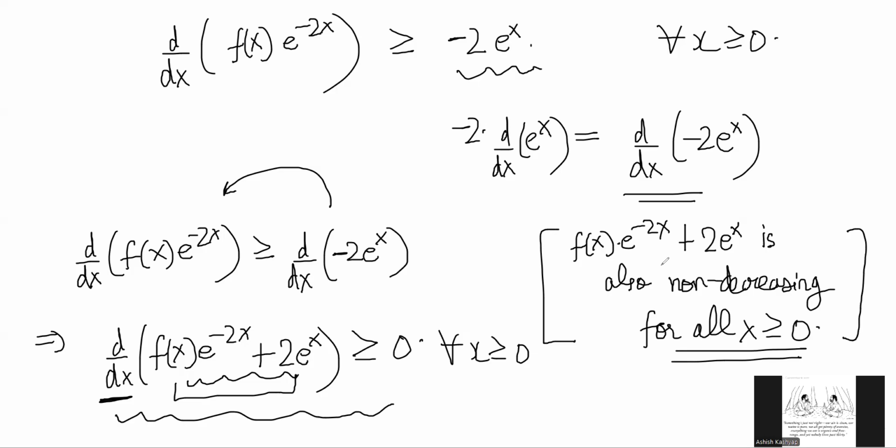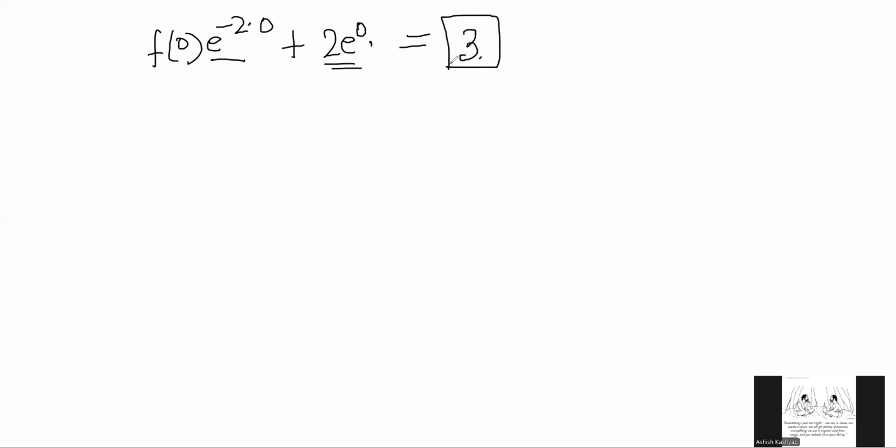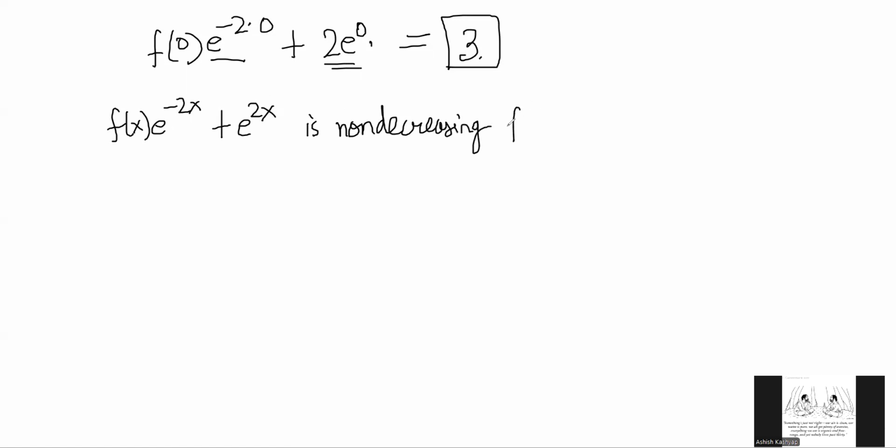So if it is non-decreasing, then let's put the value at 0 and see what is the lower value of it. f of 0 e power minus 2 into 0 plus 2 into e power 0. So this is becoming f of 0 was 1. So this is also 1, this is 2. So the whole thing is equal to 3, right? This is the value of the function at 0. So we have f of x e power minus 2x plus 2 e power x is non-decreasing for positive x, right? And now we already know the value of the function at 0.